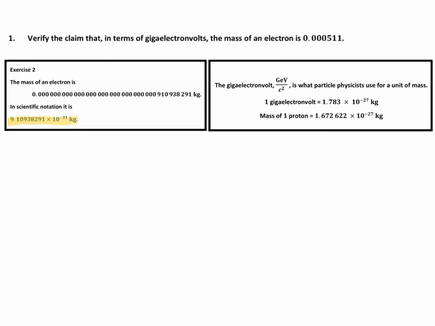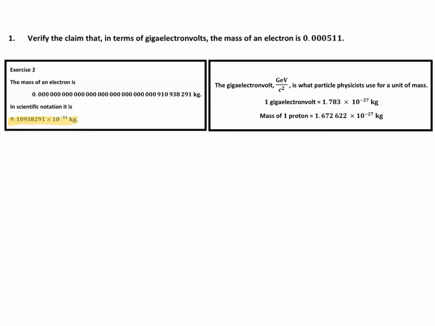9.10938291 times 10 to the negative 31st kilograms. Then a little bit later on in the lesson, it defines a giga-electron volt. And so then it says that 1 giga-electron volt is equal to 1.783 times 10 to the negative 27th kilograms. To change the mass of an electron from a kilogram to giga-electron volts, we are going to divide.